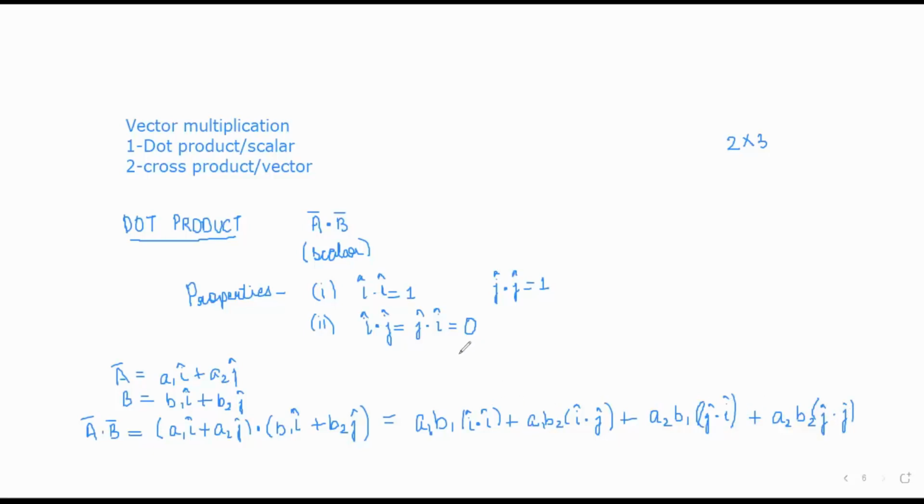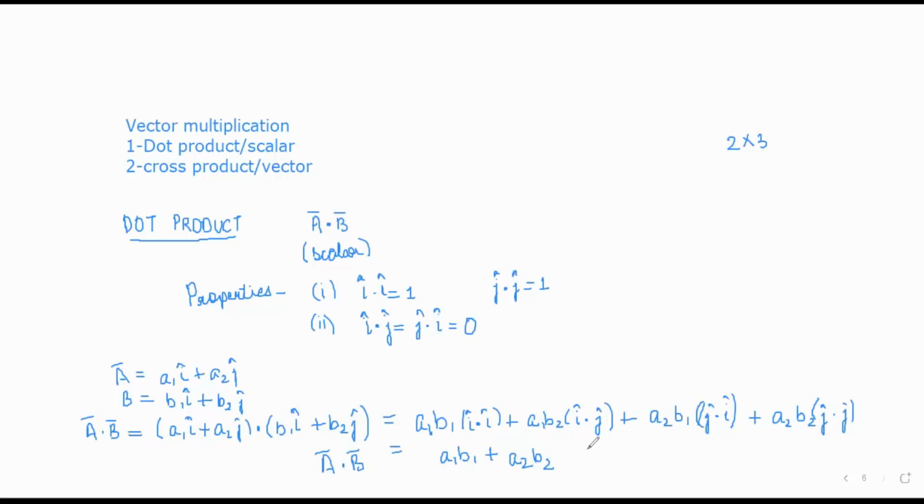And now we will use these one and two properties, so we will get to the result. We can see i dot i from above is given as 1, so it will be a1 b1. Then here we take i dot j, as it is given as 0, so it will be 0. Here also j dot i cap will be 0, so we will not write it. And here j cap dot j cap is 1, so we will write this term a2 b2. So this is our result for the dot product of the two vectors, A dot B.